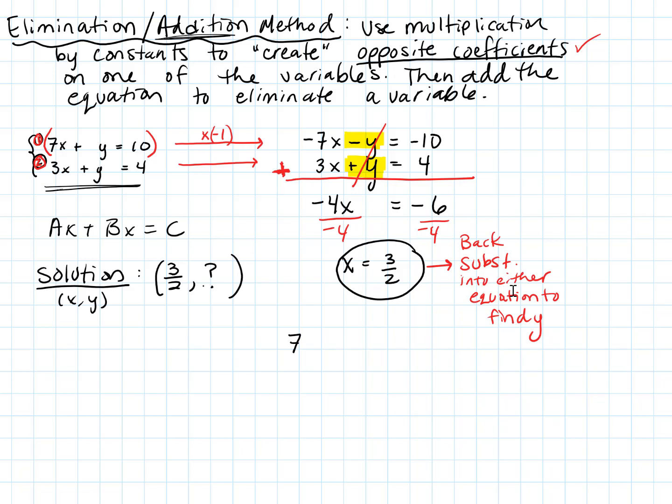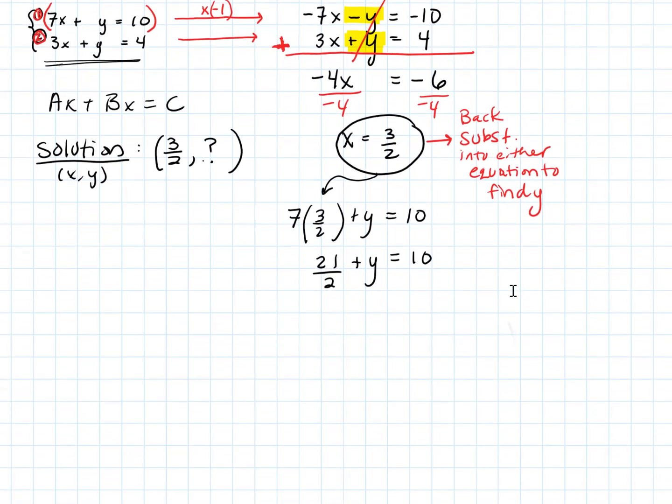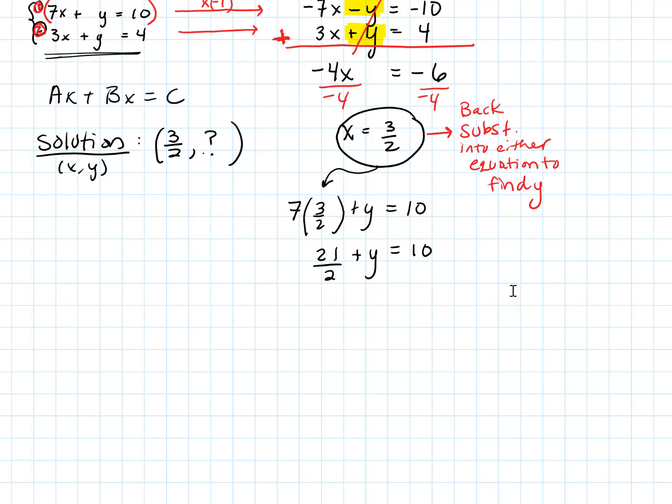Equation 1 says 7 times 3/2 plus y equals 10. So 21/2 plus y equals 10. Notice I just plugged that into the first equation. And then subtract 21/2. But 10 is 10/1, so let's make a common denominator there. So y is going to be 20 over 2 minus 21 over 2, so y has to be negative 1/2. And so my answer is 3/2 and negative 1/2.